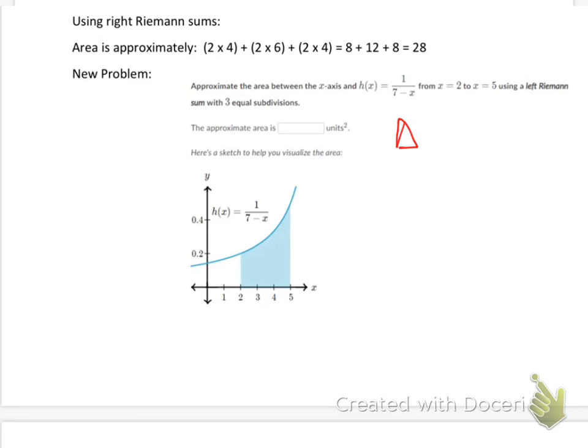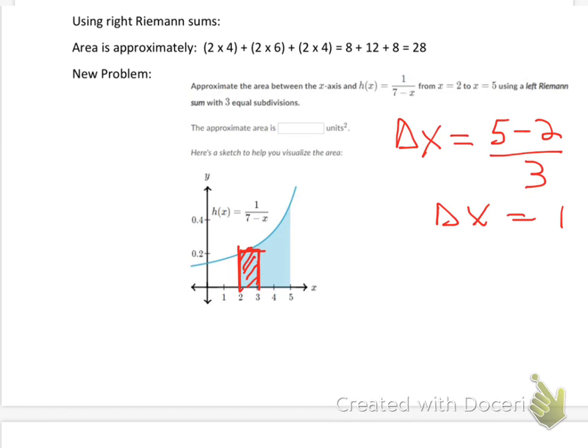So first off, figure out the area of your base of your rectangles and take your range, which is 5, well, I guess that's your domain, 5 minus 2, and I want 3 equal subdivisions. So in that situation, my change in x is going to be 3 over 3, or 1. Alright, so I'm going to do left Riemann sums. So that means I'm going to start up from 2, I'm going to hit that blue graph, go across and come down. So here is my first rectangle.